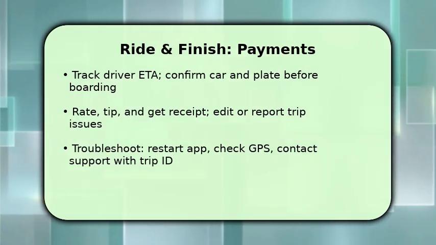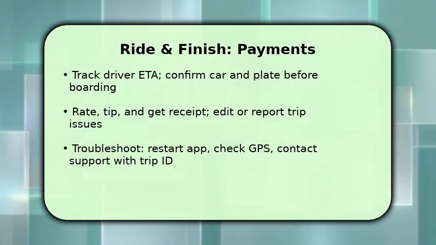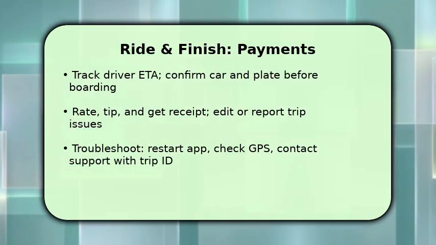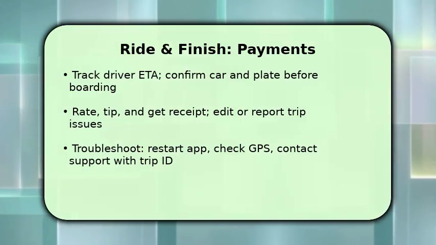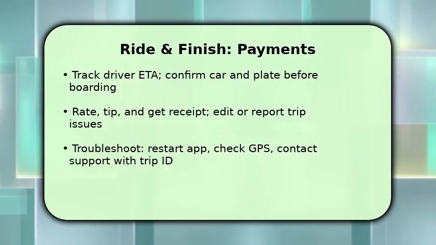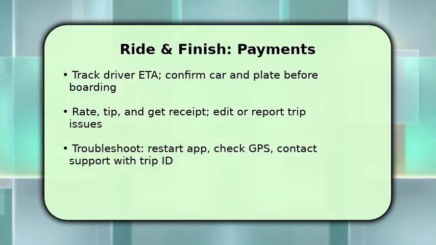If something goes wrong, use the trip history to view the receipt and report issues. Once done, restart the app or toggle location permissions if tracking is off, and contact support with the trip ID for quick resolution.